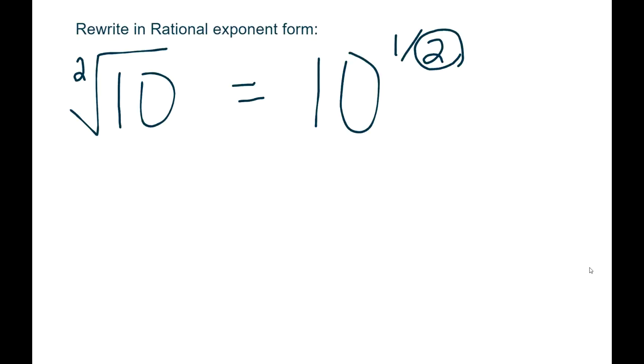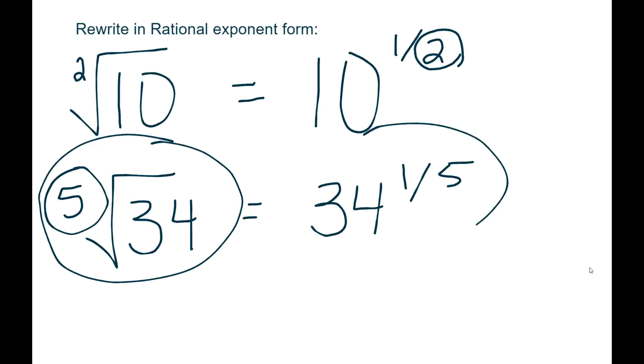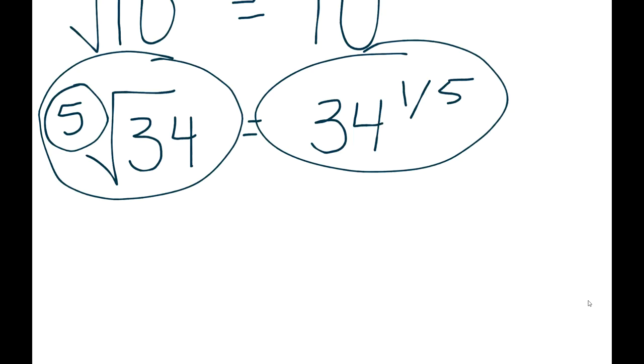Another example, if we have the 5th root of 34. Well, again, you take the base and you take the root over here, and you write it as a fraction. And you could type this into a calculator and this into a calculator, and they should equal the exact same thing. But again, this just tells you to rewrite. You do not have to evaluate on those.